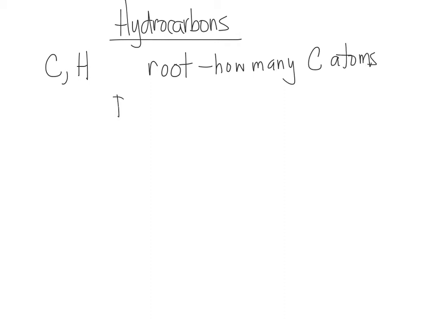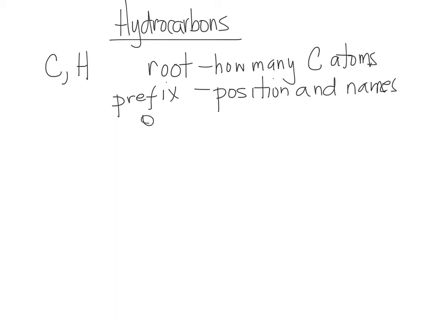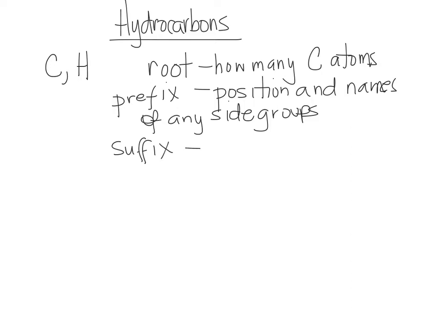You've got a prefix position, what goes in front of the root. So this indicates the position and names of any side groups, if it's a branched hydrocarbon. And you will have a suffix. The suffix is the end. It comes after the root and it indicates the type of hydrocarbon.